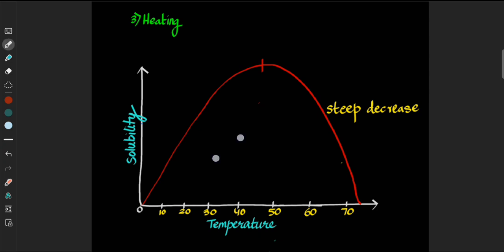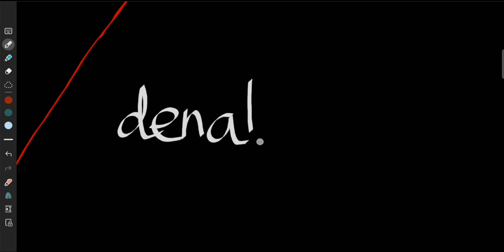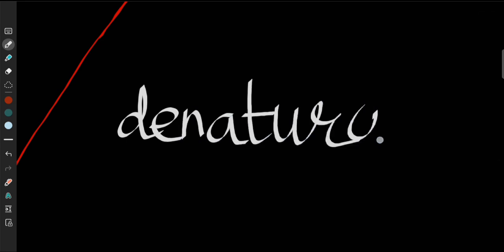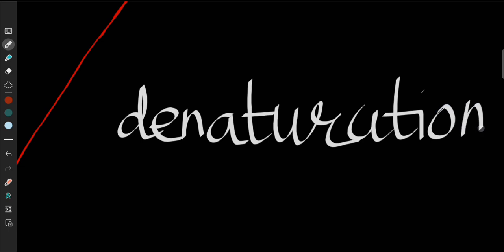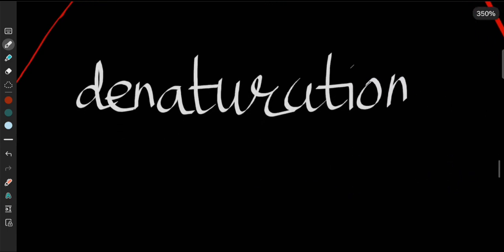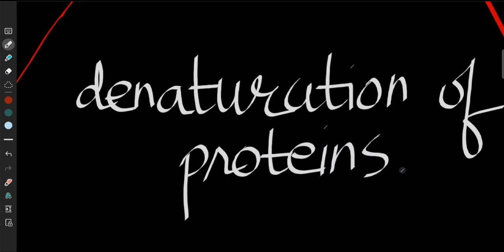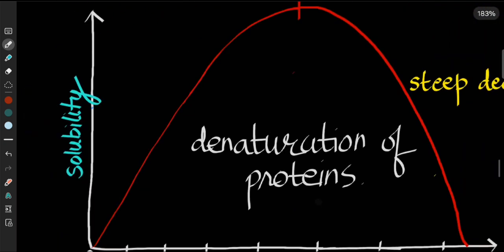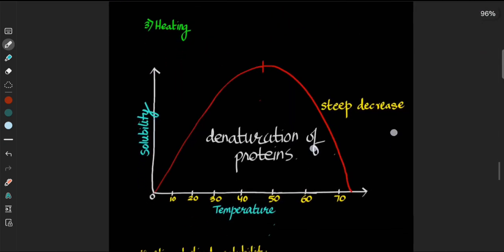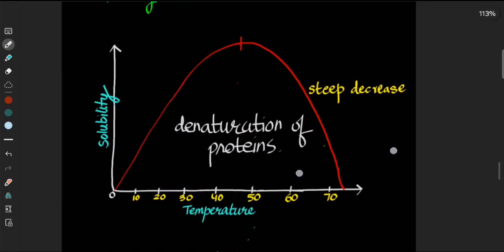So I'll just write it down over here. Denaturation of proteins. And I told you that the protein will first try to break the other bonds like the hydrogen bonds, the sulfide bonds, and then finally it will try to break the amide bonds or the peptide bonds as well. So that is the reason why the solubility will decrease all of a sudden.